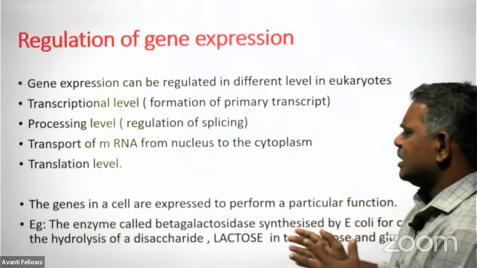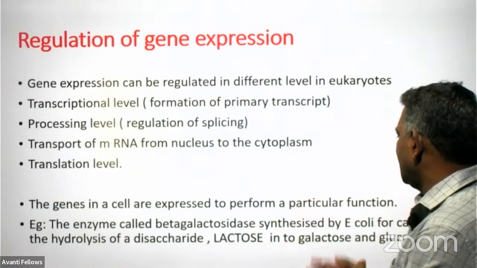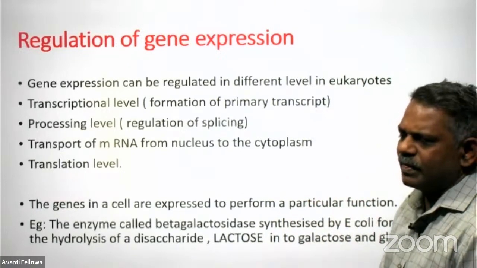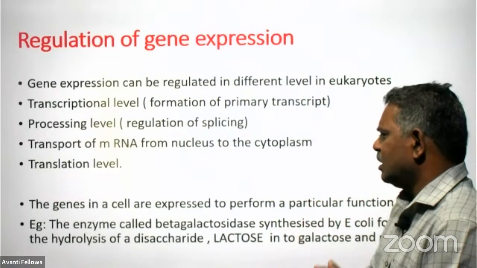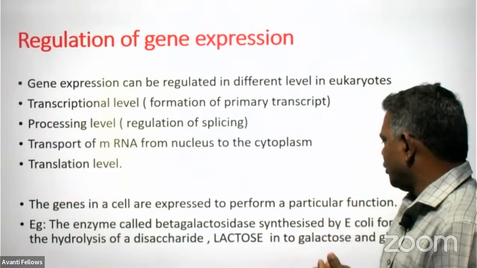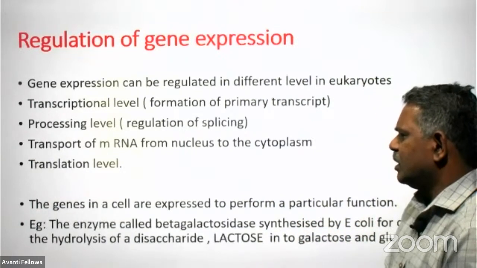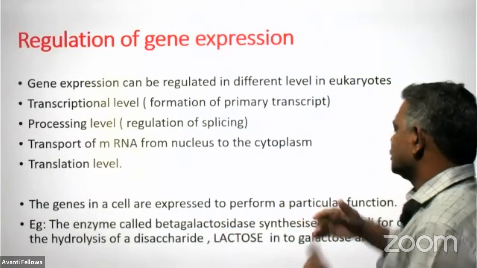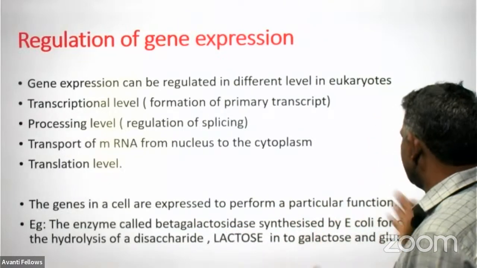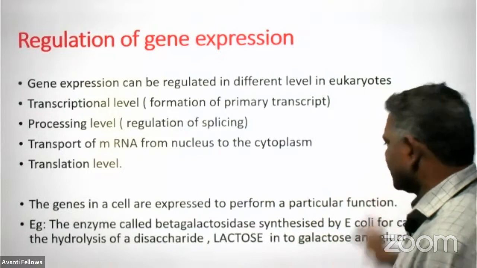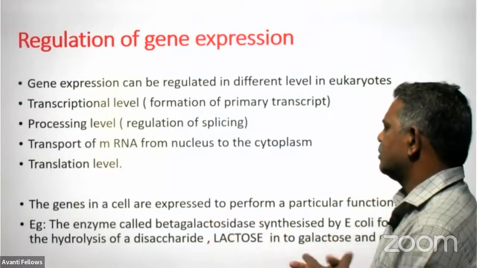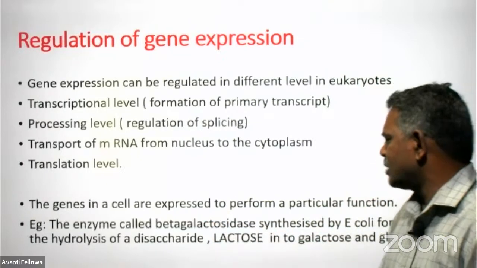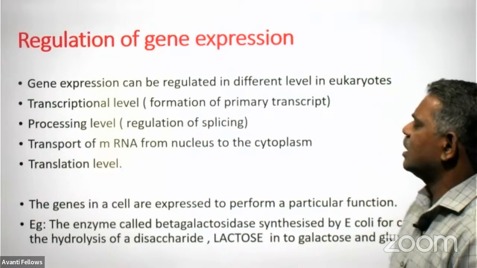So genes in a cell are expressed to perform particular functions. Genes present in the cell are expressed to perform a particular function. Example, the enzyme called beta-galactosidase, synthesized by E. coli for catalyzing the hydrolysis of the disaccharide called what? Lactose into galactose and glucose.